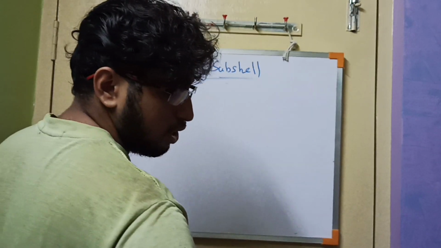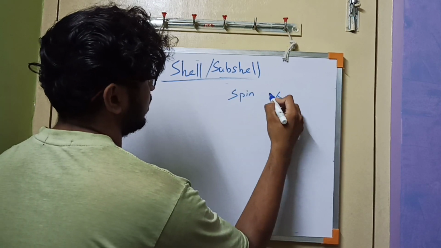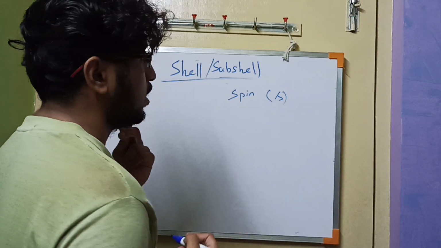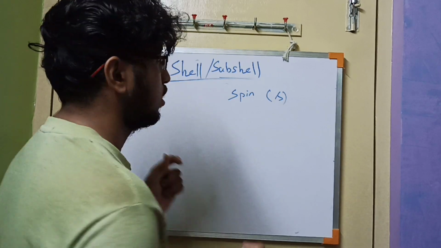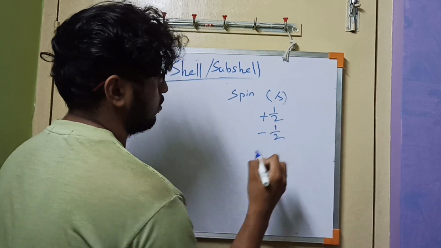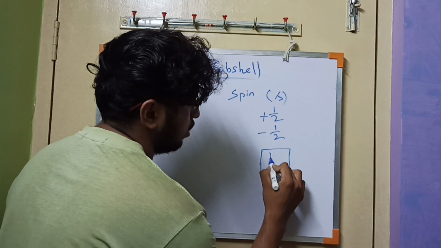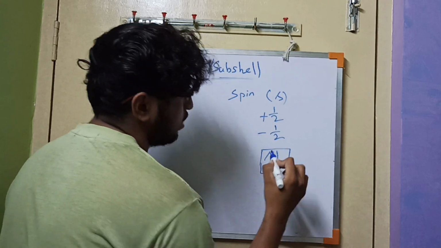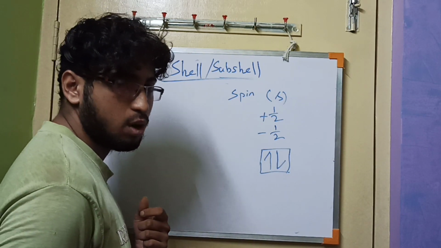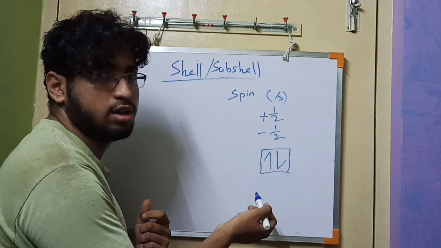Now, the last quantum number left was spin quantum number or S. Electron can have two types of spin, one anti-clockwise, one clockwise. We can designate them as plus half and minus half. You have noticed in your chapters that the electrons can be represented with this diagram. The lower side arrow anti-clockwise and the upside arrow clockwise, or these can designate the opposite type of rotation.